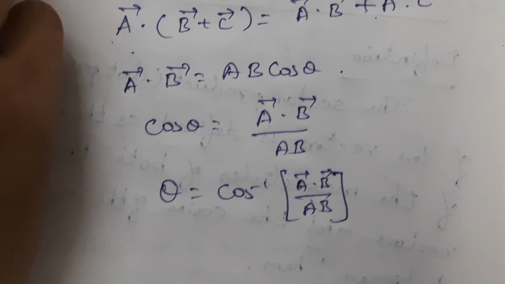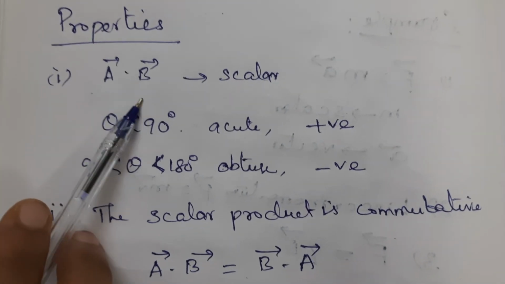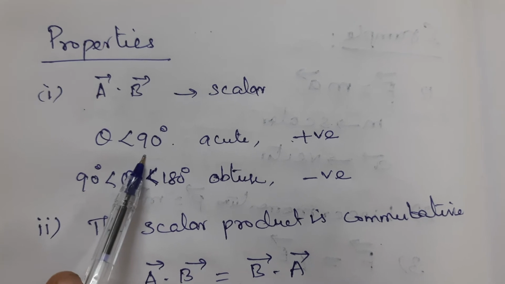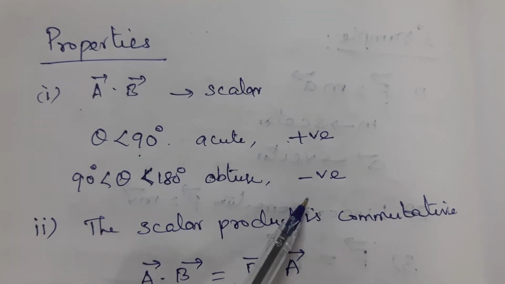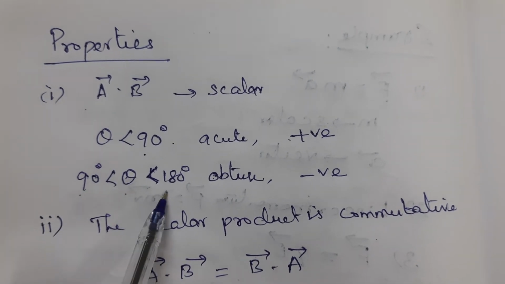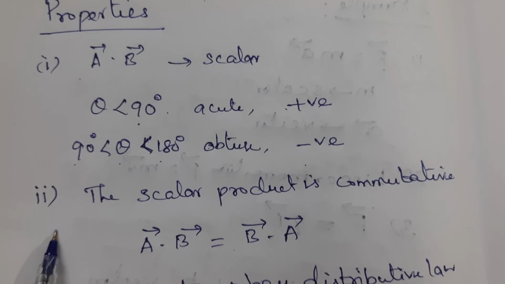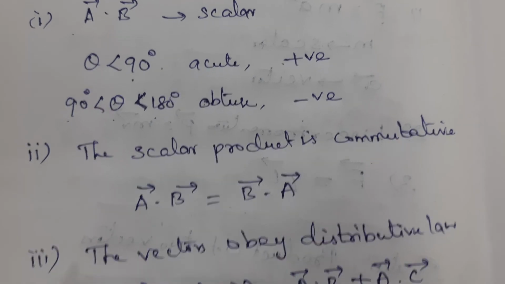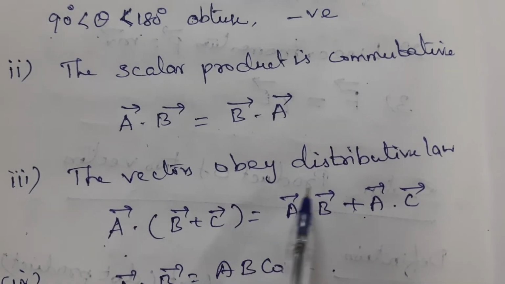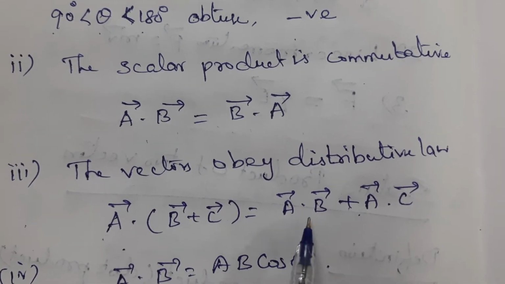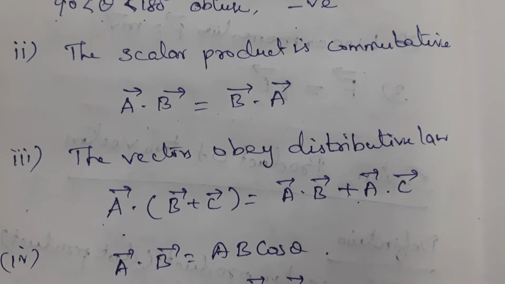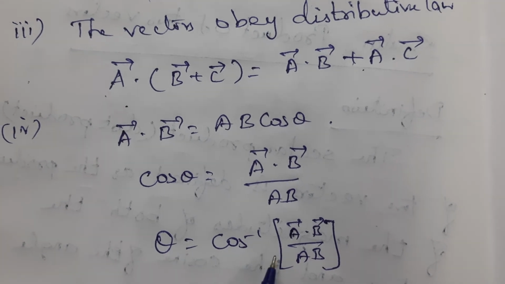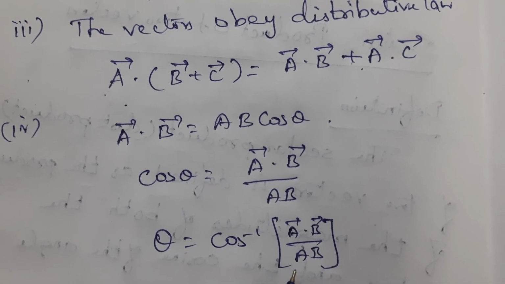So first point, A dot B is always a scalar. It is positive if theta is less than 90 degrees. It is negative if theta is lying between 90 degrees and 180 degrees. Second point, the scalar product is commutative. A dot B equals B dot A. Third point, it obeys the distributive law. A dot (B plus C) equals A dot B plus A dot C. Fourth point, the angle between the two vectors theta is equal to cos inverse of A dot B by AB.